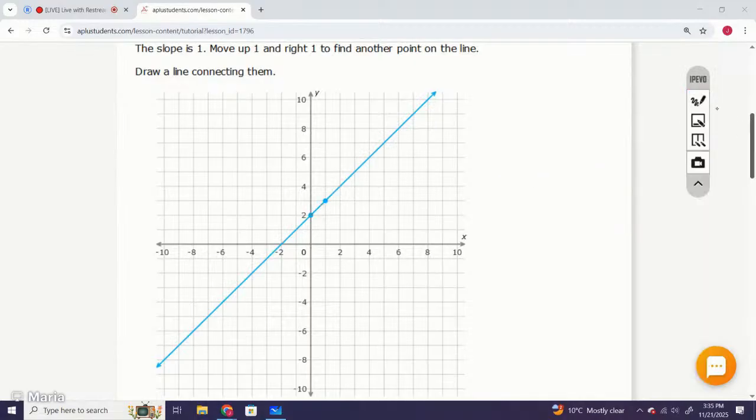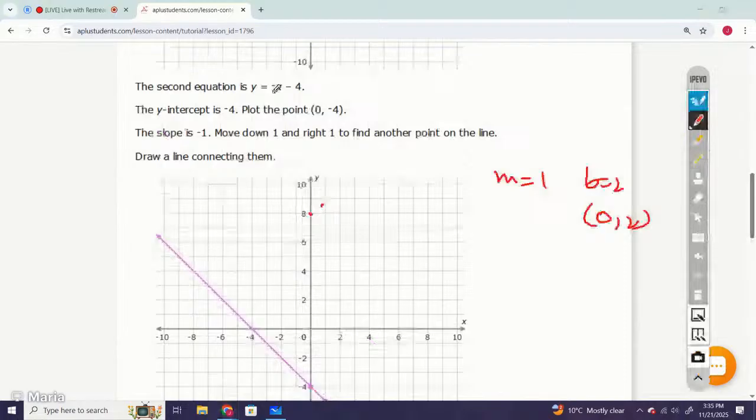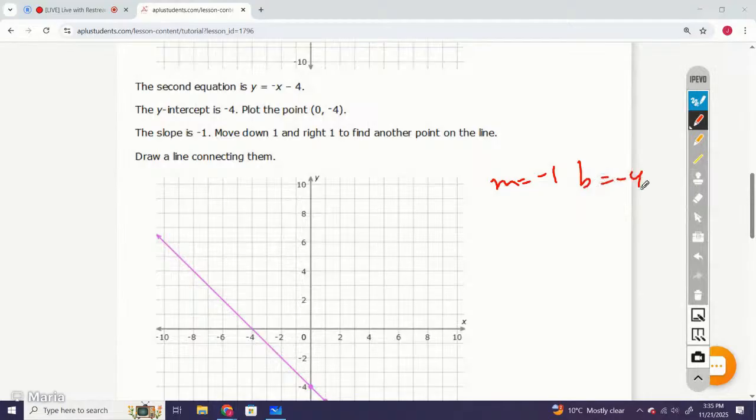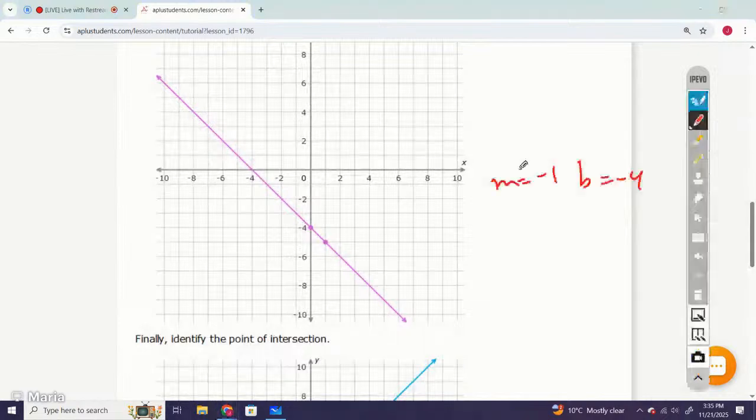Now for the second equation, you need to find the slope and the y-intercept also. So the slope for this equation is m equals negative 1 and the y-intercept b equals negative 4. So let's plot that point, 0 and negative 4, right? Here you need to move down 1 point and right 1 point because the slope is negative, right?